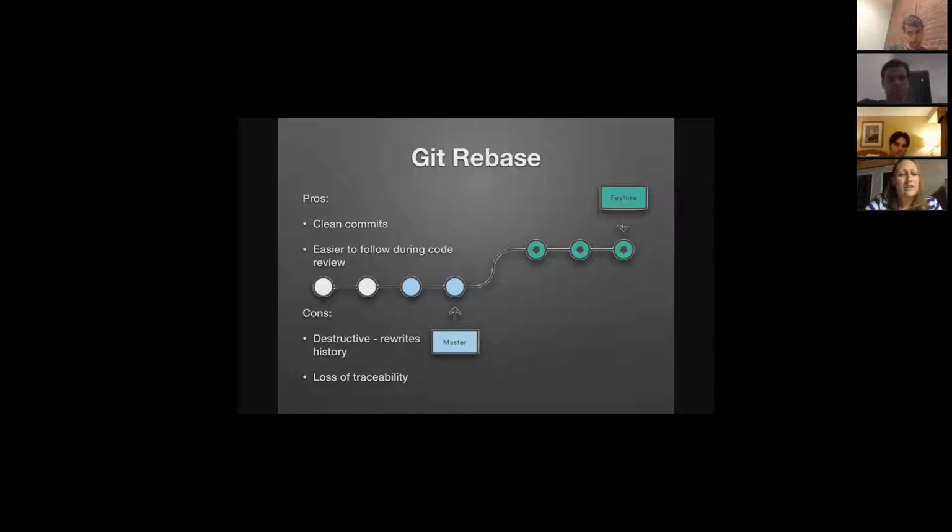The negative side is that it is destructive. It rewrites history. So you lose that traceability on your commits. So it's not chronological. Like I said, it rewrites history. So it makes it difficult if you want a chronological order to your commits.